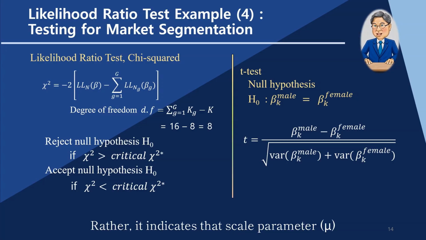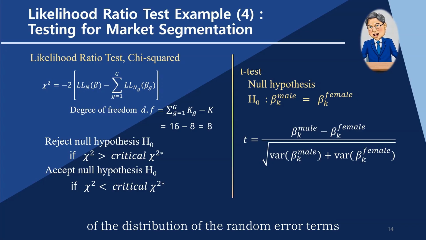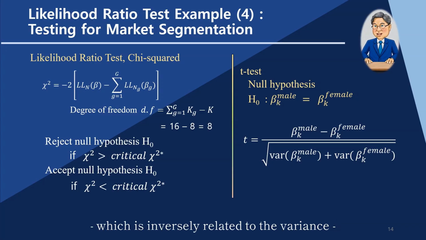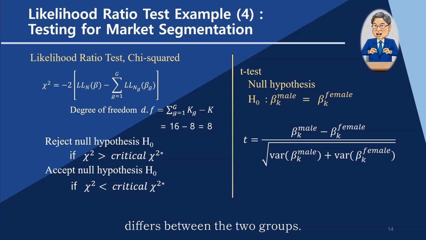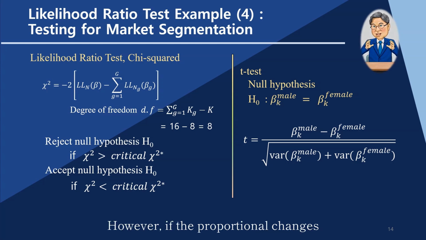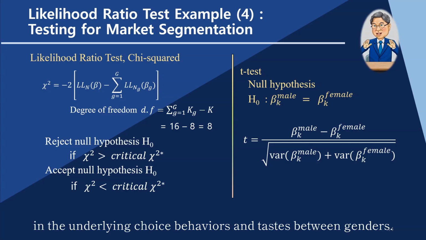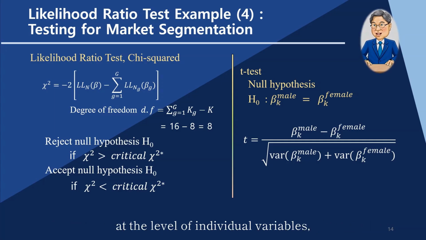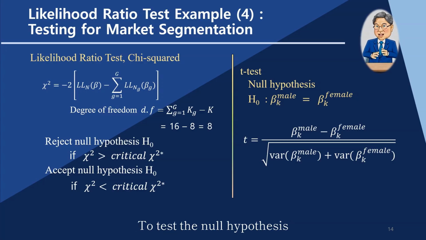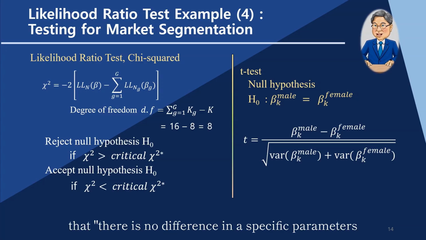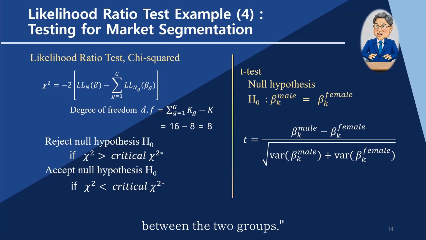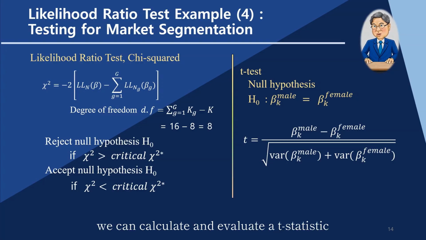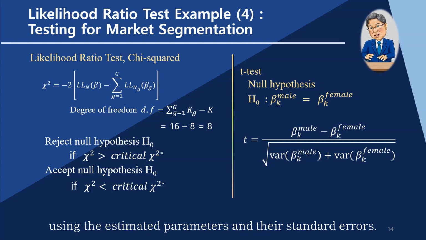Rather, it indicates that the scale parameter mu of the distribution of the random error terms, which is inversely related to the variance, differs between the two groups. However, if the proportional changes vary across different parameters, it indicates a fundamental difference in the underlying choice behaviors and tastes between genders. Furthermore, hypothesis testing can be conducted at the level of individual variables, not just for the overall model. To test the null hypothesis that there is no difference in a specific parameter between the two groups, we can calculate and evaluate a t-statistic using the estimated parameters and their standard errors.